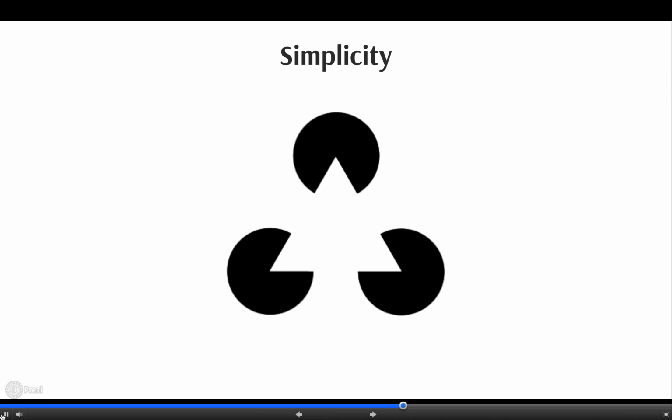The Gestalt principle of simplicity states that the human brain reduces images to their simplest possible form. As seen in this picture, you interpret it as 3 circles with an occluding triangle, even though no such triangle is present.